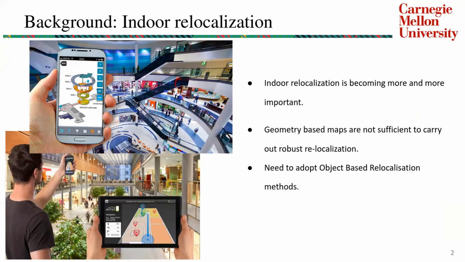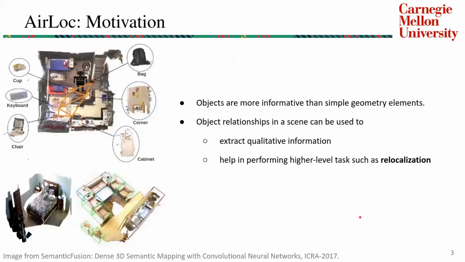But there are some major challenges while performing indoor relocalization. Firstly, geometric-based maps are not sufficient to carry out robust relocalization in indoor scenes, so there is a high need to adopt an object-based relocalization method. The reason for using objects is, firstly, objects are simply more informative than geometric elements. And secondly, we can extract qualitative information from the position of objects and use this qualitative information to perform tasks such as relocalization.